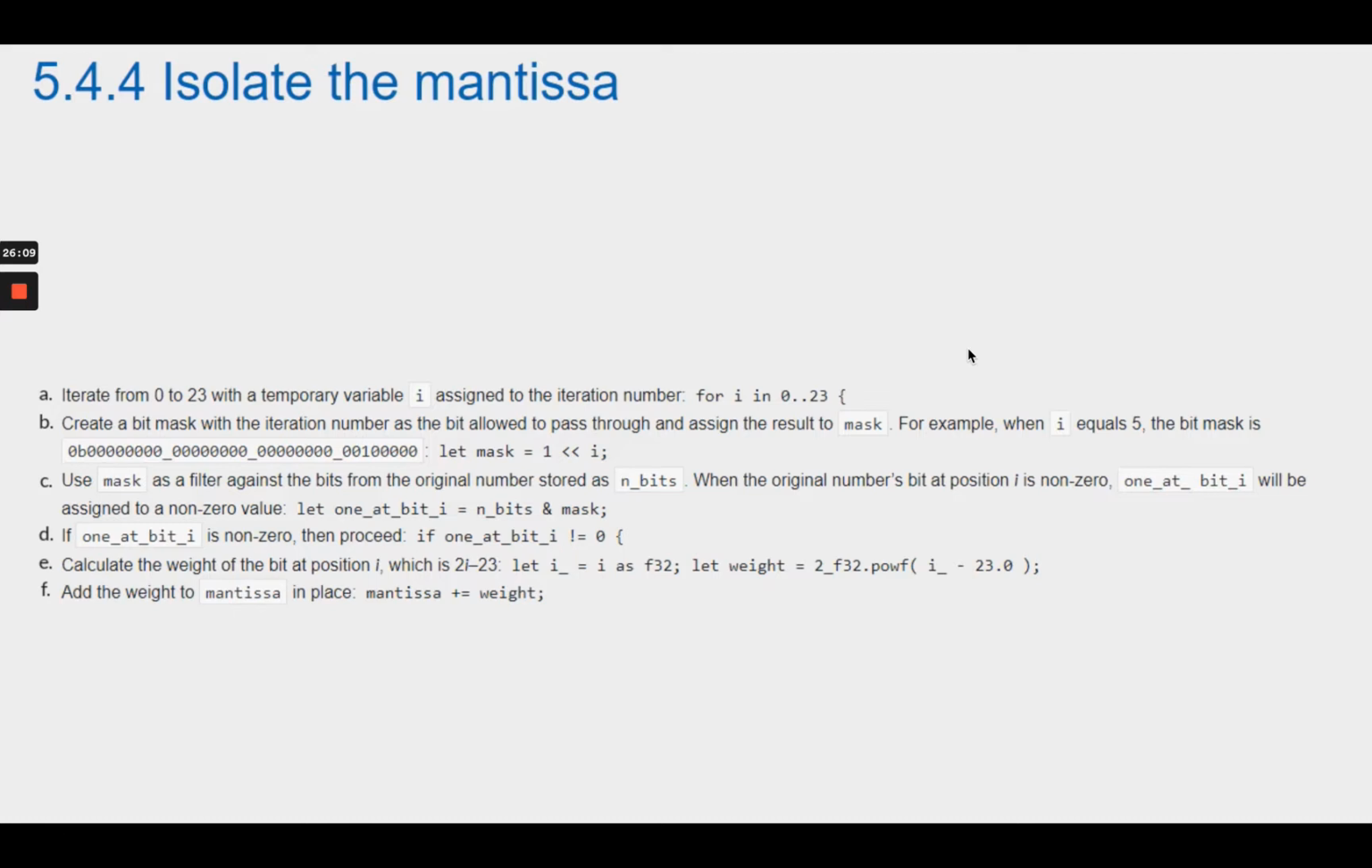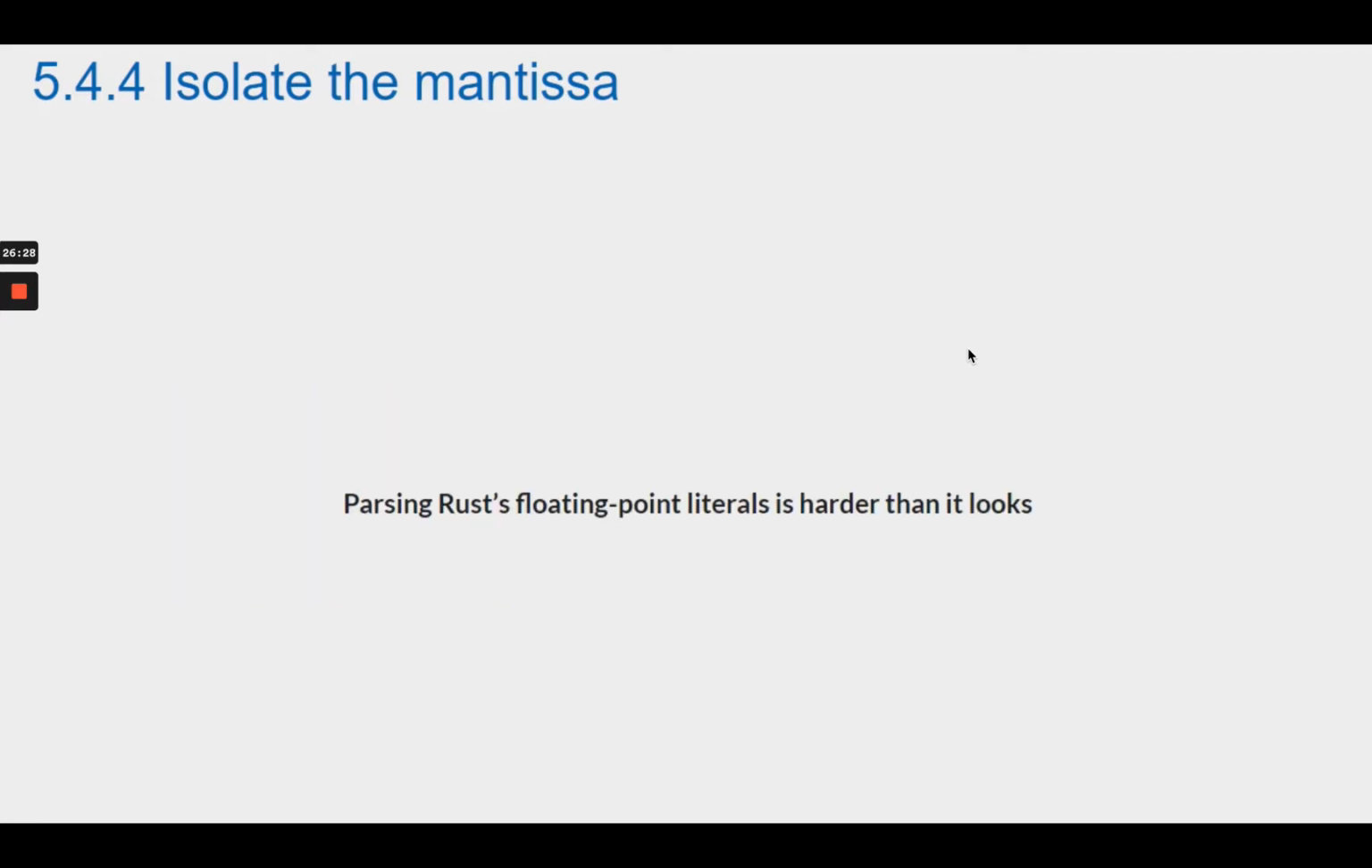D. If one_at_bit_i is non-zero, then proceed. E. Calculate the weight of the bit at position i, which is 2 to the i minus 23rd. F. Add the weight to mantissa in place.